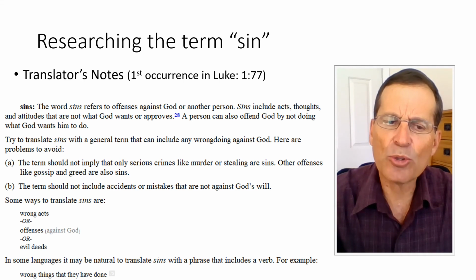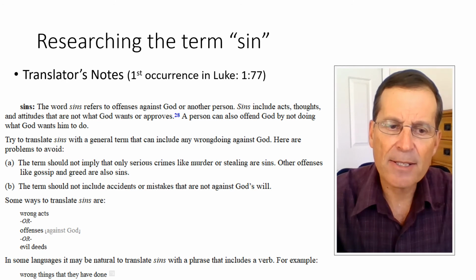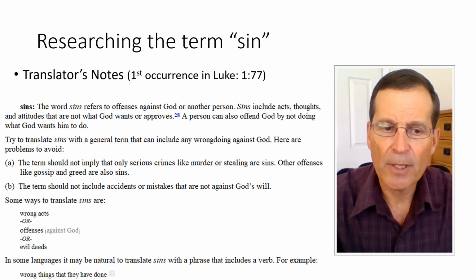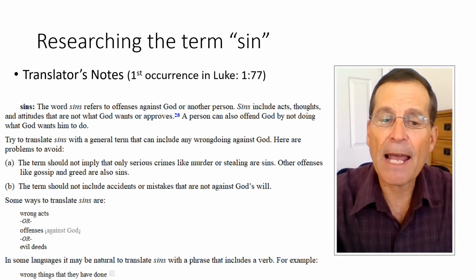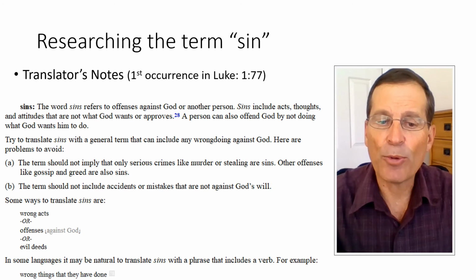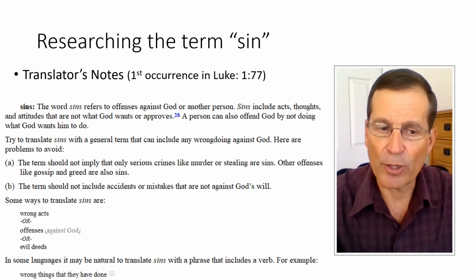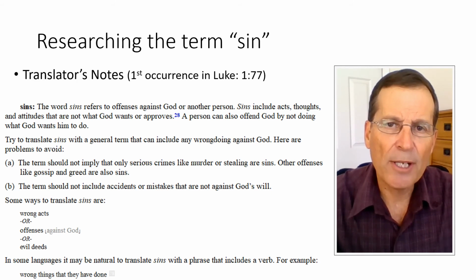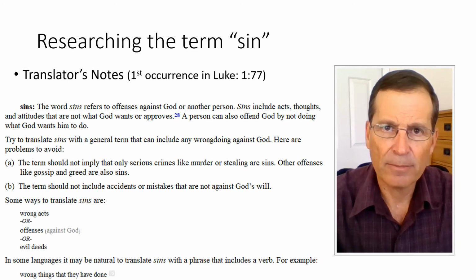So some ways to translate sin are wrong acts, or offenses against God, or evil deeds. In some languages, it may be natural to translate sins with a phrase that includes a verb. For example, wrong things that they have done. So this gives us some good insight about the meaning of this key term.